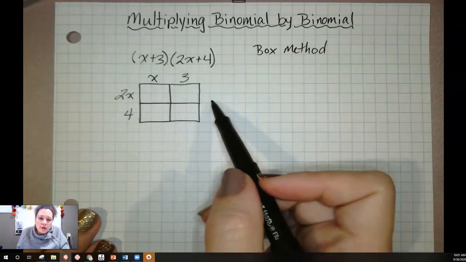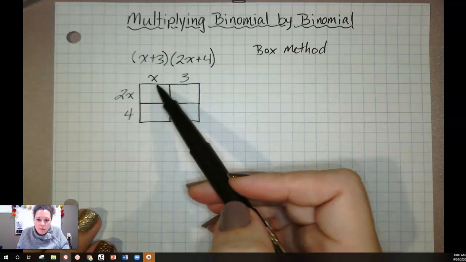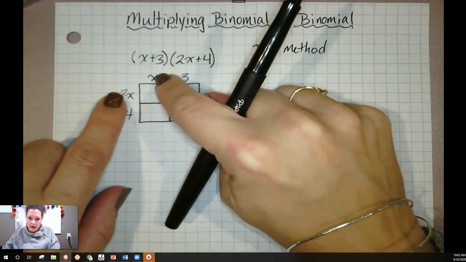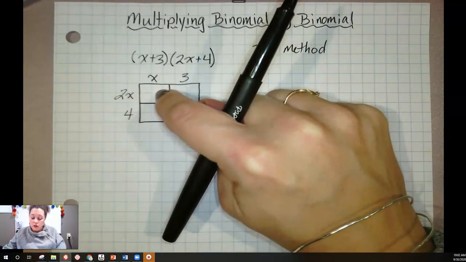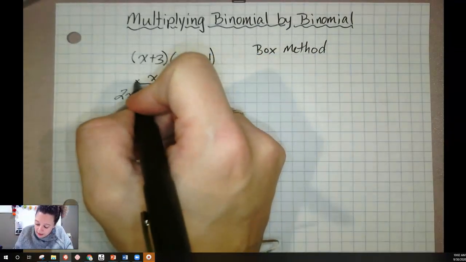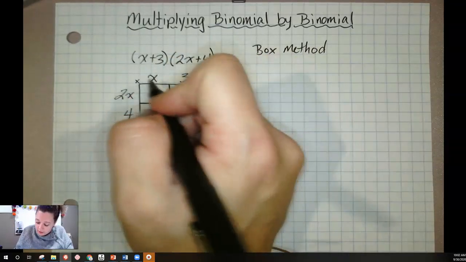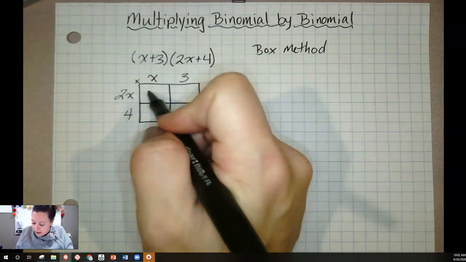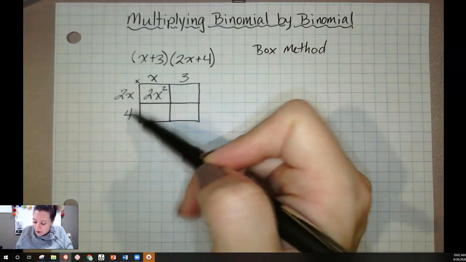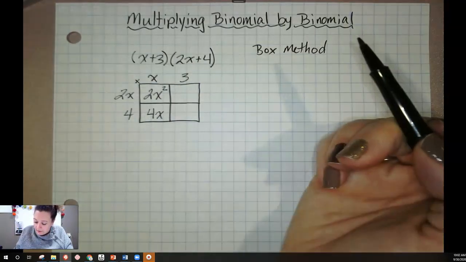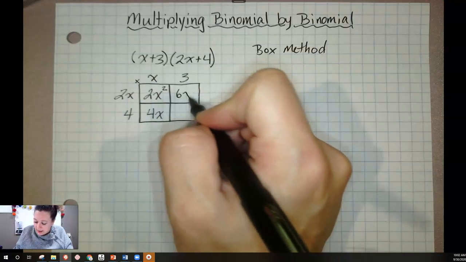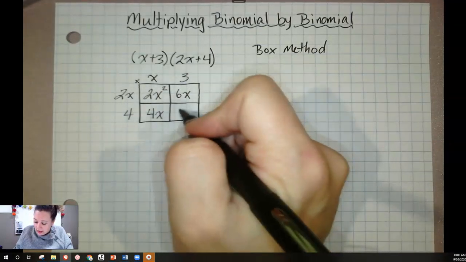Now, if you think back to third grade, when you started multiplying and using a multiplication table to help you get the answer, you would start here, and when they would meet, you'd put the answer there. We're going to do the same idea. Remember we're multiplying, so I'm going to put a little x there to remind us. x times 2x is 2x squared. And then x times 4 is 4x. I'm going to do the same thing with 3. 3 times 2x is 6x, and then 3 times 4 is 12.